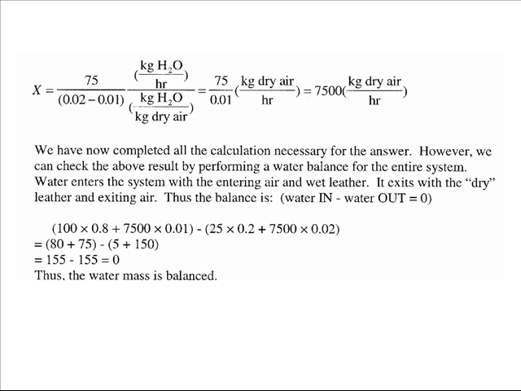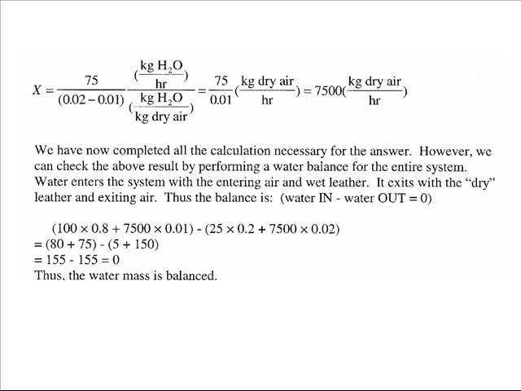X is equal to 75 kilograms of water per hour, which was the amount of water that came out of the leather, divided by 0.02, the amount of water associated with the air going out, minus 0.01, which is the amount of water associated with the air coming in, and then you have the kilograms of water per kilogram of dry air, which is the units for the 0.02 and the 0.01.